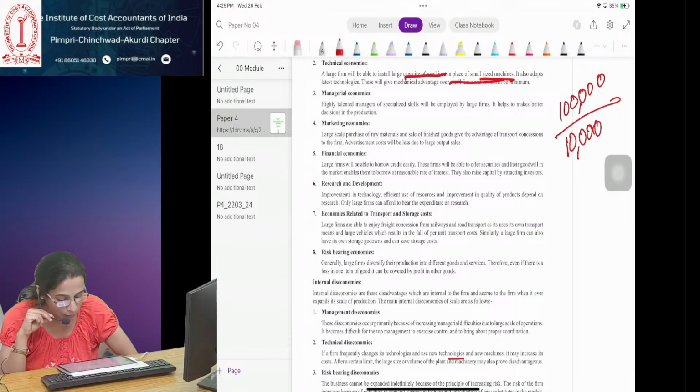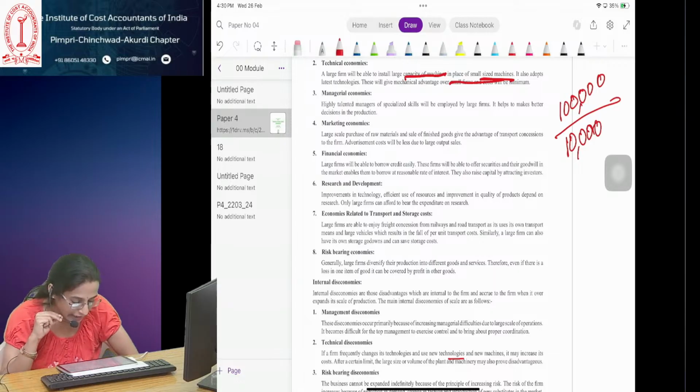Economies related to transport and storage costs. Large firms are able to enjoy freight concessions from railways and road transport. We discussed this, right? In transport, they will get concessions. So I did not take this one.